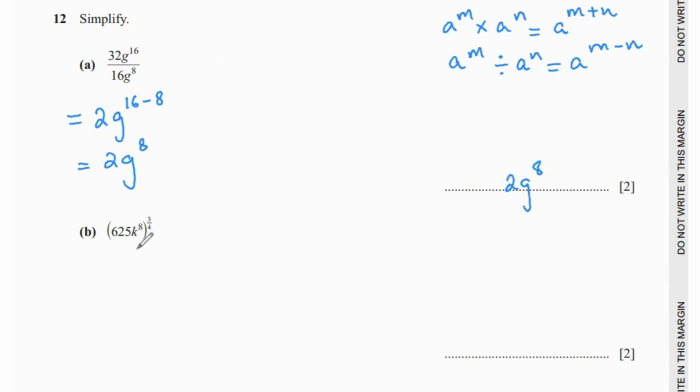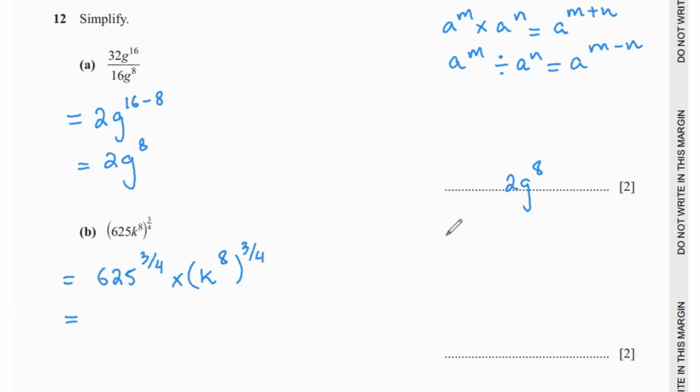In the next part, we have 625k to the power of 8, whole power 3 by 4. So this is another rule of indices. Whenever you have a power inside the bracket and a power outside the bracket, in order for you to solve it, you multiply the powers. Now the power will get distributed on not just the variable, but also on the coefficient. So it's going to be 625 to the power of 3 over 4 multiplied by k to the power of 8 whole power 3 over 4.